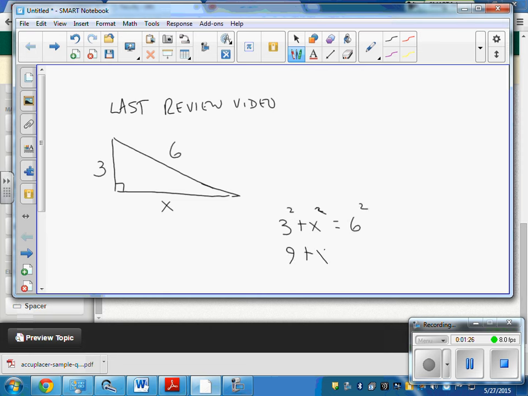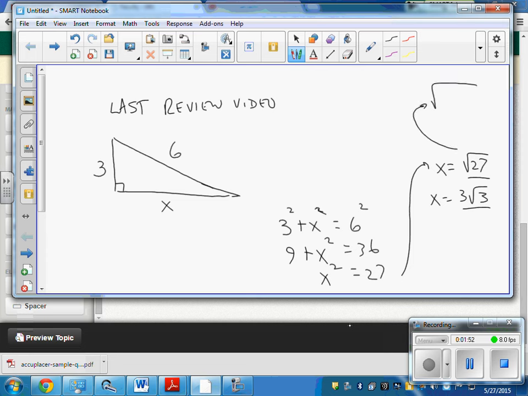So 9 plus x squared is 36. So x squared is 27. So x is the square root of 27. And I would hope that you could clean that up a little bit. 3 squared is 3, both of these are the same. I don't know that you really need to do that, but certainly if you're going into Algebra 2, you should know that the square root of 27 is the square root of 3 times 3 times 3. And there's a perfect square right there, so that comes out front.